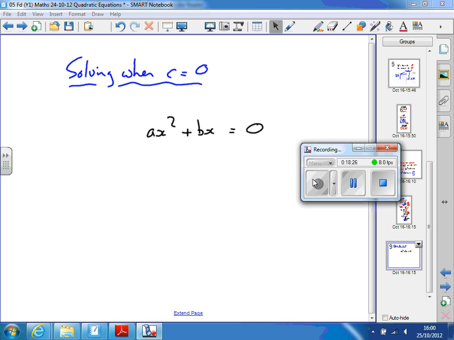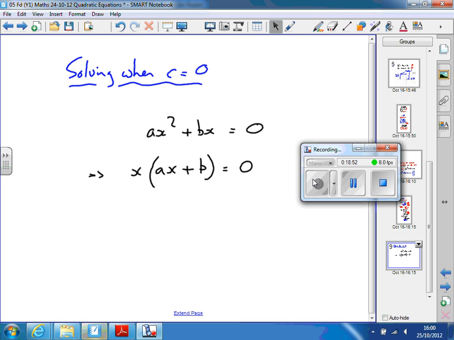If you look at the left-hand side, x appears in both terms. Because there's no c, we've got an x in both terms on the left-hand side, so we can factorize. We can take an x outside the bracket. So this implies that x into ax plus b equals 0.